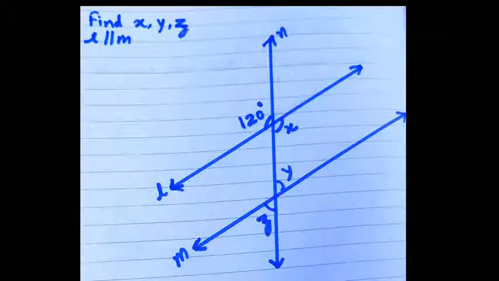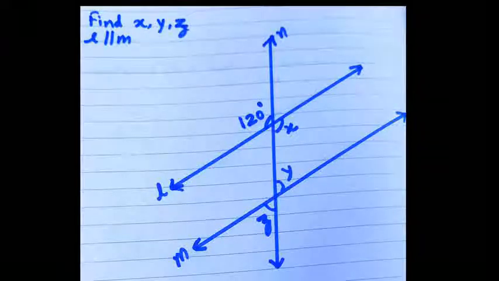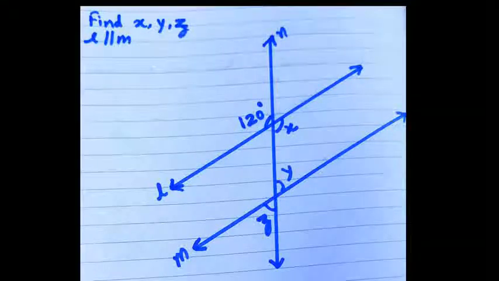Likewise, Y and Z are vertically opposite angles. Therefore, whatever value we got for Y must be equal to Z also. And we already saw that Y is equal to 60 degrees. Therefore, Z also would be equal to 60 degrees because they are vertically opposite angles. That's our third question.